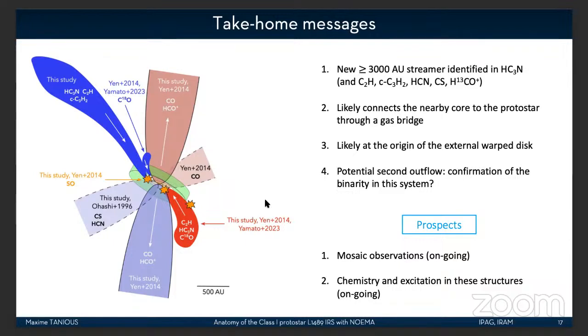And so to confirm this link between the core and the disk, we need a mosaic observation because the emission is going further than the NOEMA's primary beam. And so it's an ongoing observation. And now that we have distinguished the different structures, we can study the chemistry and excitation in the structures and compare what's happening in these different regions.